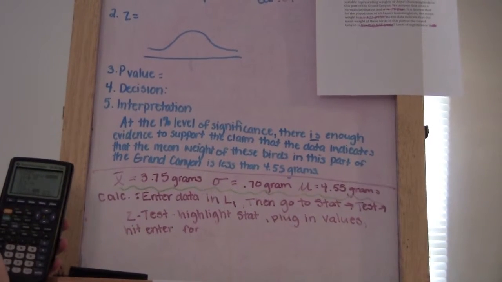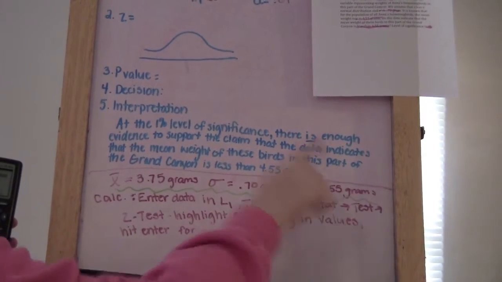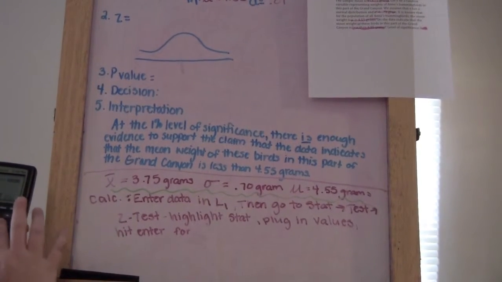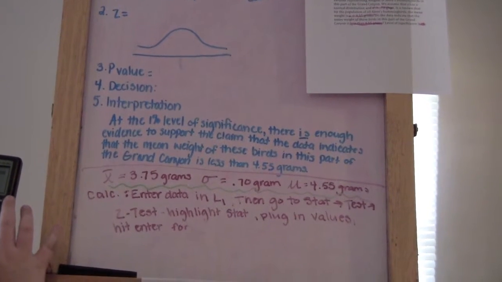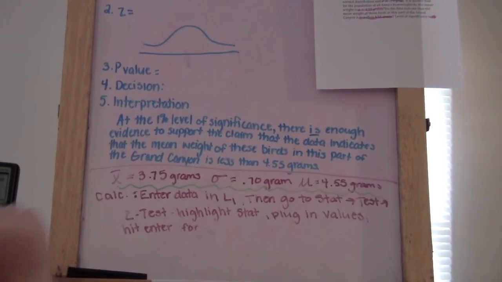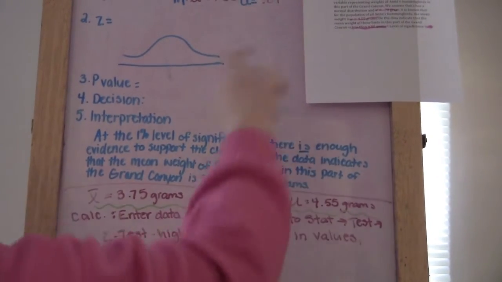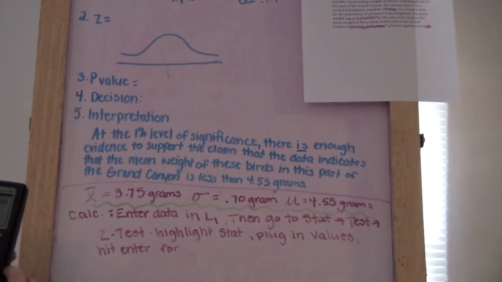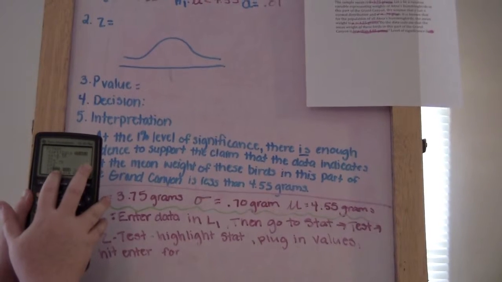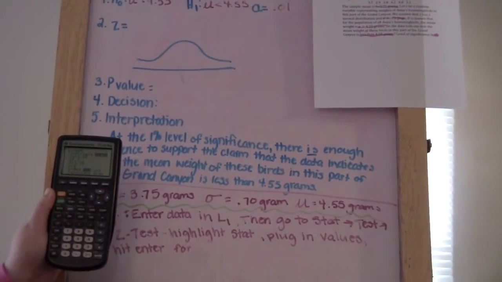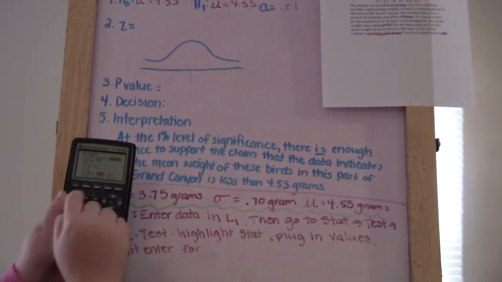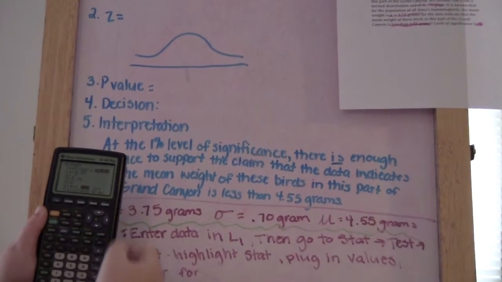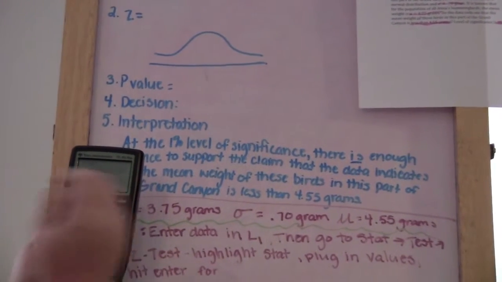So it's asking you for the mu, which is 4.55, so we enter 4.55. Sigma, 0.7, x bar, 3.75, and then it asks you for your sample size. It said a sample size of 6 of these birds, so we're going to add 6 for the sample size. And then it's going to ask you, this is where your alternate hypothesis comes in. It's going to ask you if it's not equal to, less than, or greater than. Well, we wanted to know if it was less than the null hypothesis, so we click on less than, and then you just hit calculate.